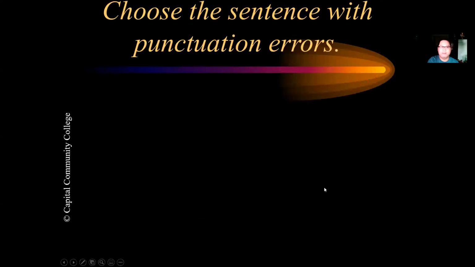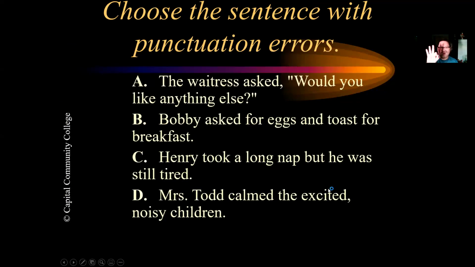Okay. Let's try this one here. Now, three are correct. One is incorrect. Which one is incorrect? Okay, let's analyze. The waitress asked, "Would you like anything else?" This is a quote. Remember the rule before we have the quote, okay, before the quote, there should be a comma. So letter A is correct.